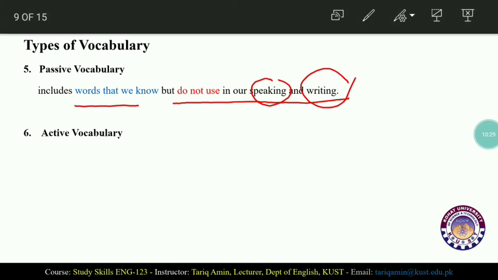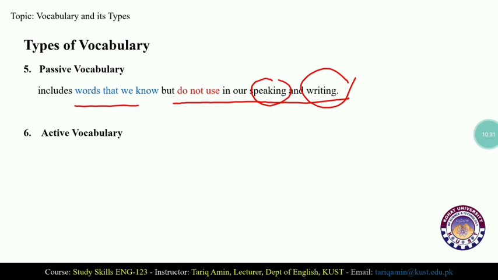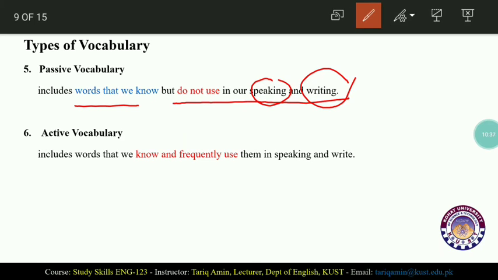Active vocabulary. Active vocabulary is the opposite of passive vocabulary. It includes words that we know and frequently use in our speaking and in writing. So all the words that we know and frequently use in our speaking and writing are part of our active vocabulary.